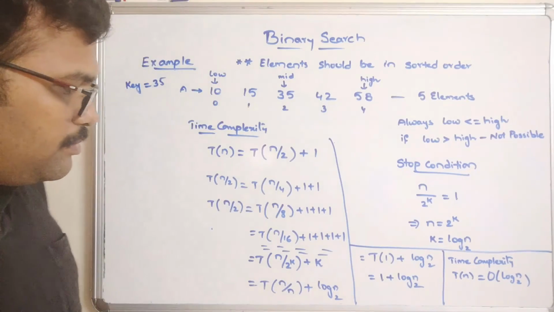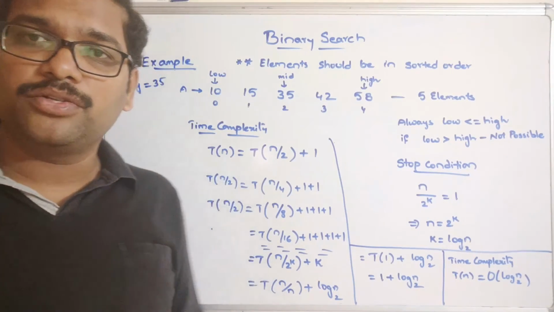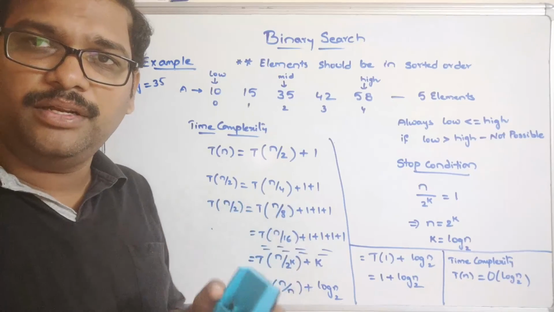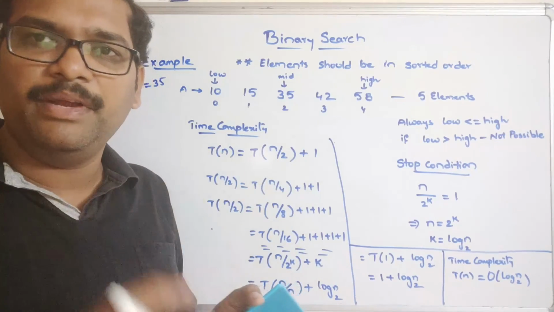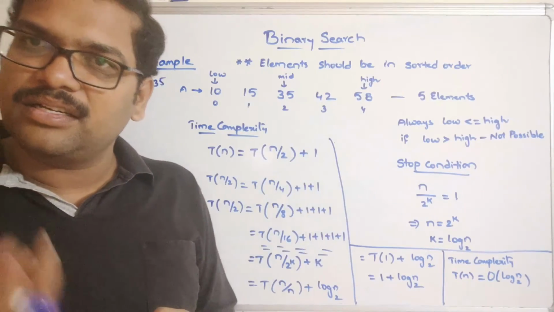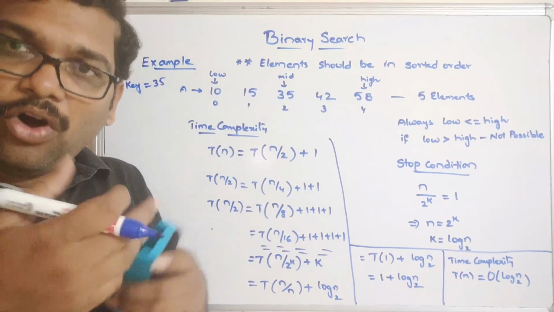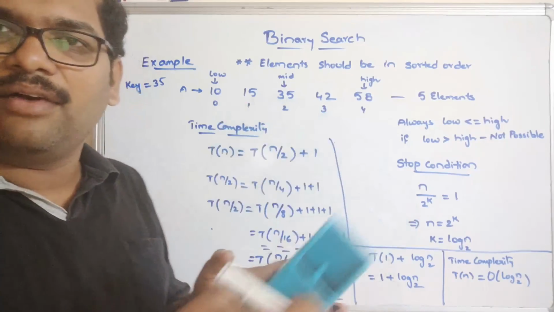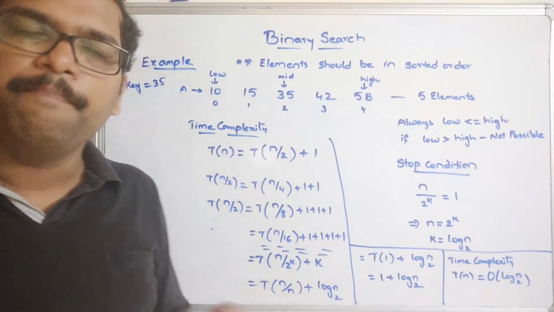So let's stop here, and I hope you understood this binary search. We have seen the complete example with small elements, so try with a larger number of elements. Consider some 10 elements and try out all the possibilities: left half, right half, and no element.